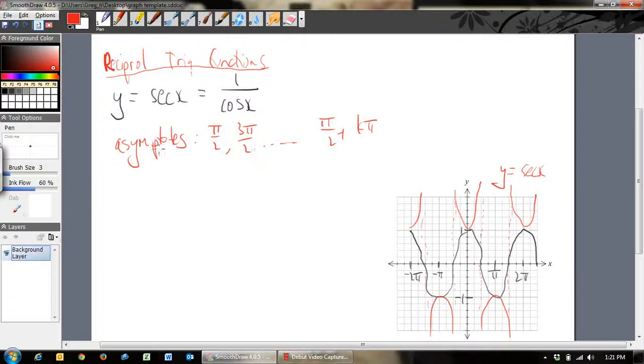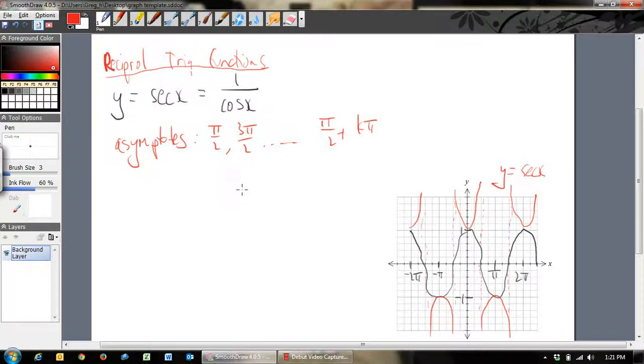And pretty much, if you know the asymptotes of these reciprocal trig functions, that's all you really need to know to be able to sketch them. So that's the most important thing. In class, I talked about minimums and maximums, which is also helpful, but this is the main deal.